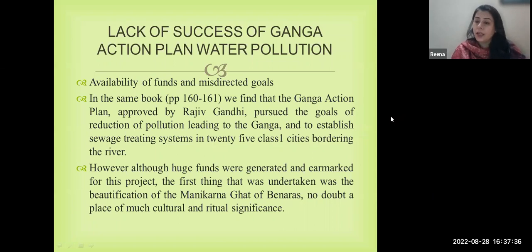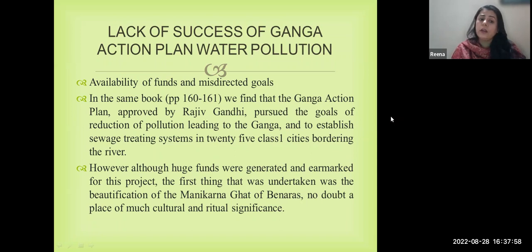So why has there been a lack of success, why are these pursued goals of pollution reduction not achieved? The need is to establish sewage treating systems in 25 class 1 cities bordering the river across its stretch. Okay, so that was the main requirement.